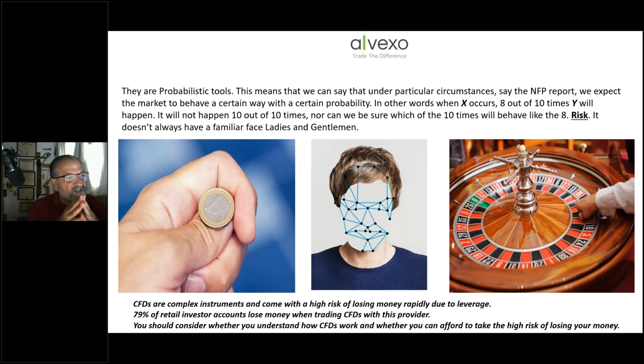This means that we can say that under particular circumstances, say the NFP report, we expect the market to behave a certain way with a certain probability. In other words, when X occurs, 8 out of 10 times, Y will happen. It will not happen 10 out of 10 times, nor can we be sure which of the 10 times will behave like the 8. Risk. It doesn't always have a familiar face, ladies and gentlemen. Is that clear to everybody? I really want you to understand that because it's an essential element of what we're up to here.